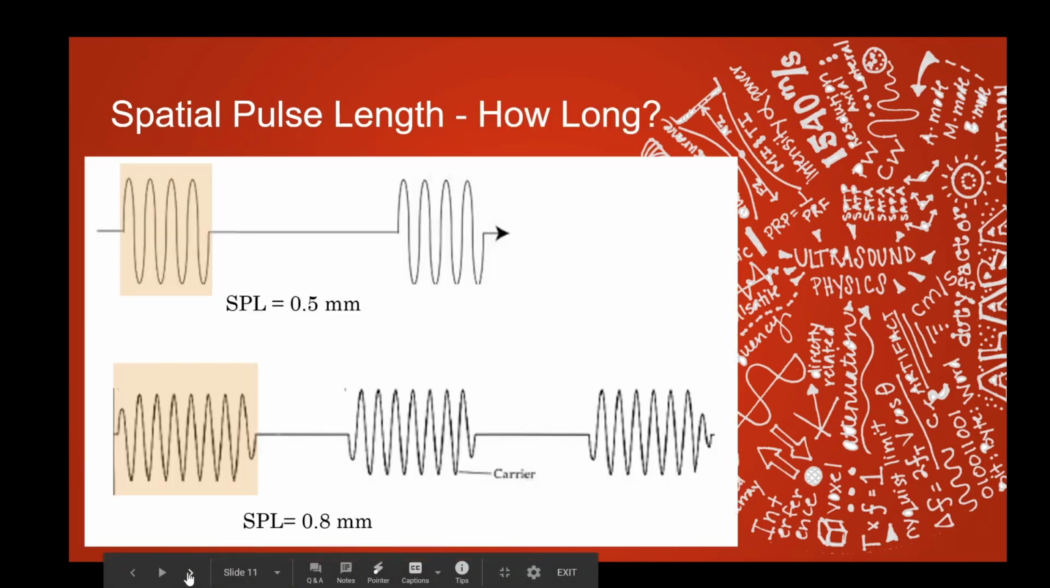So now we're looking at a pulse in space. Again, if we could pull out a little ruler and put it up against this pulse as it sits in space, we could measure it, and that would give us our spatial pulse length. So shorter pulses are going to have shorter spatial pulse lengths.